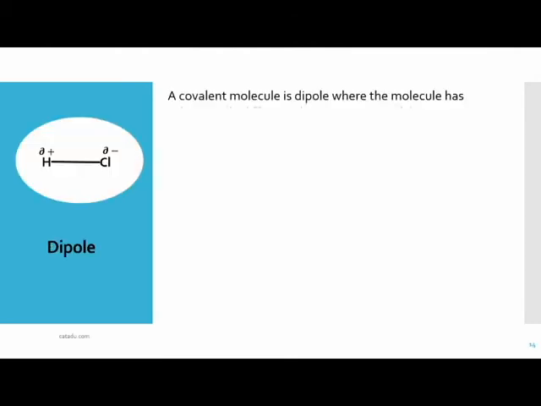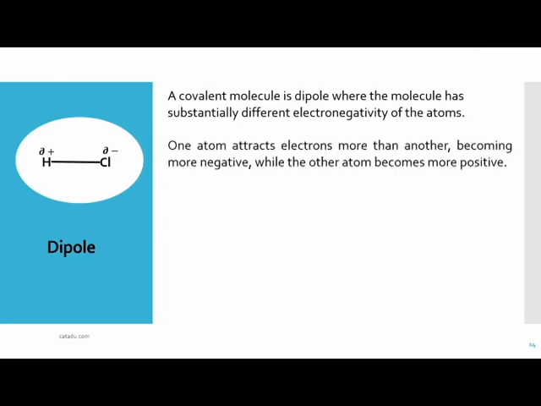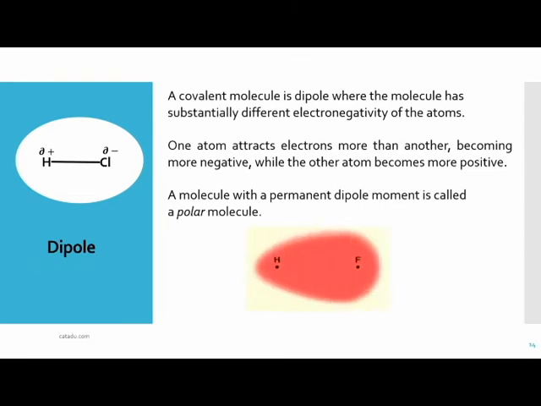Dipole. A covalent molecule is a dipole where the atoms in the molecule have substantially different electronegativity. So one side will attract the shared electrons strongly, the other side less strongly, so one side will be plus and the other side will be minus. Here, hydrogen and fluorine have a big difference of electronegativity. The fluorine side is negative. This is also called a permanent dipole.